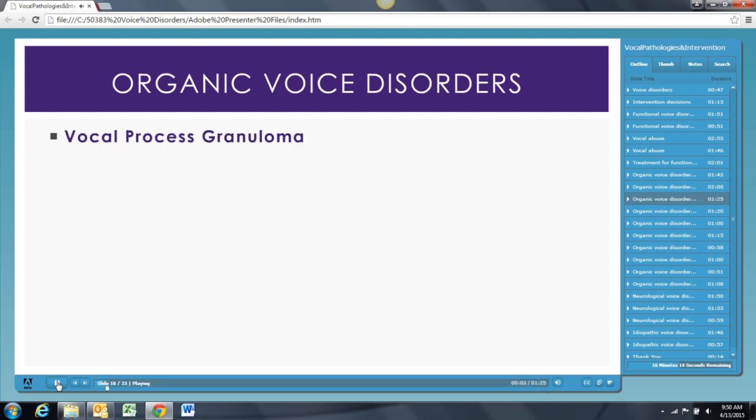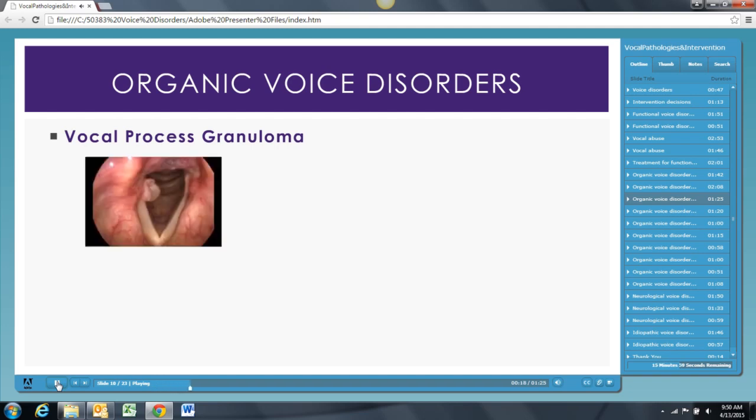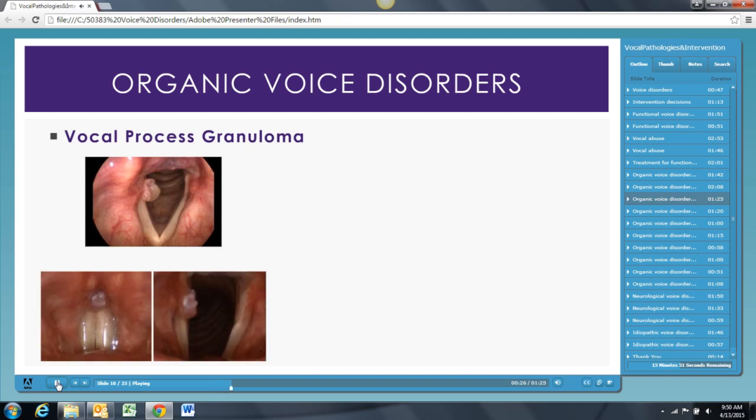I mentioned previously that vocal process granulomas can have functional causes. They can also result from organic causes, including chronic laryngopharyngeal reflux, and also injury from endotracheal intubation during surgery. Granulomas can range from very small to very large and are typically unilateral, but can occur bilaterally. Granulomas may or may not cause dysphonia depending on their size and the degree to which they extend into the membranous glottis. Patients often report a globus sensation or pain in the throat when swallowing when they have these granulomas.